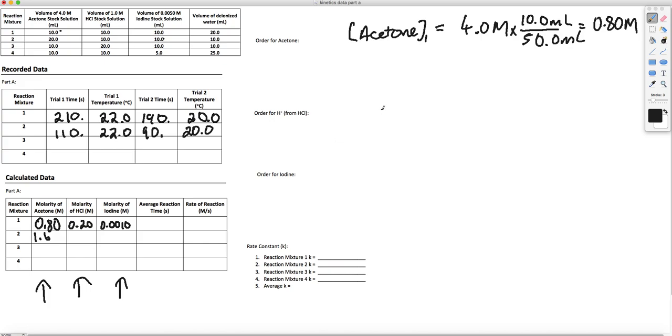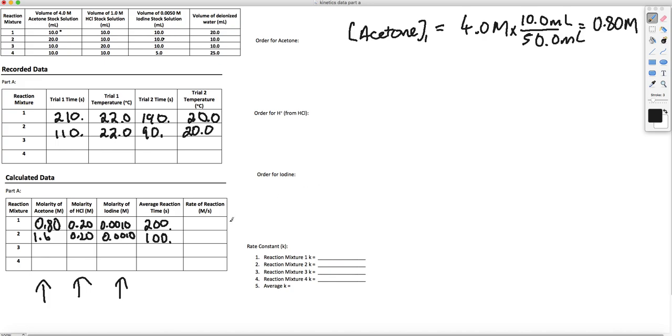Once I've done that, I can go ahead and get the rates of these reactions. So this would be 1.6, this will be 0.20 because it's the same volume, and this would be 0.0010 because that's the same volume as well. You can see the only difference is going to be between the acetone in 1 and 2. Let's look at the average reaction time. For the top one, it's 210 and 190, so it would be 200 seconds. On the other one, 110 and 90, that would be 100 seconds.